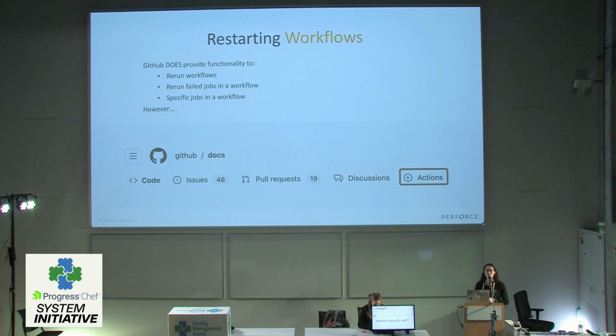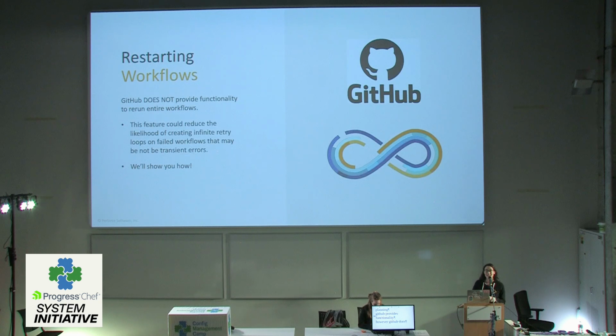GitHub does provide functionality to rerun workflows manually, rerun failed jobs in a workflow and specific jobs in a workflow. However, GitHub does not provide functionality to rerun an entire workflow programmatically. This feature could reduce the likelihood of creating infinite retry loops on failed workflows that may not be transient errors. And we're going to show you how you can do that using composite actions.